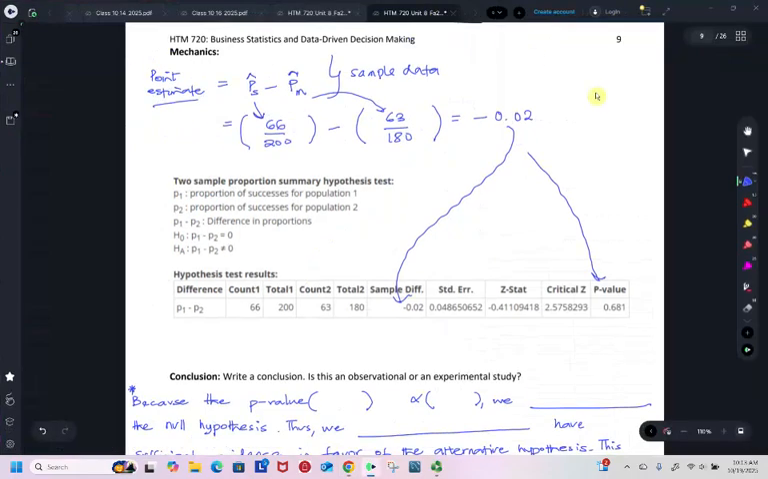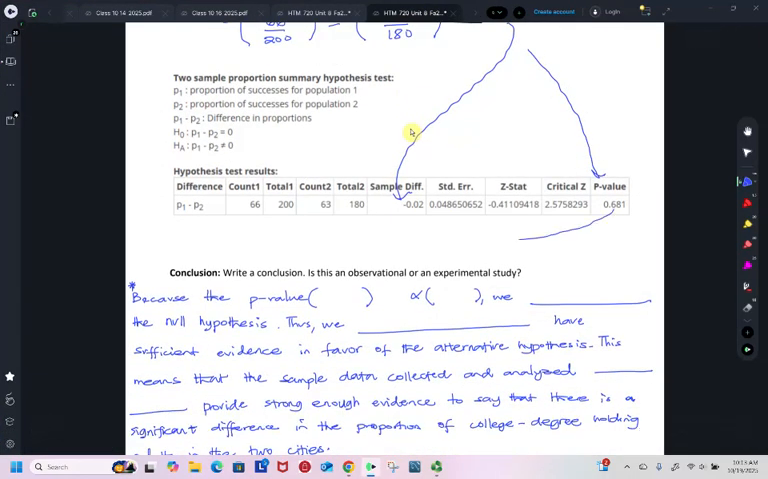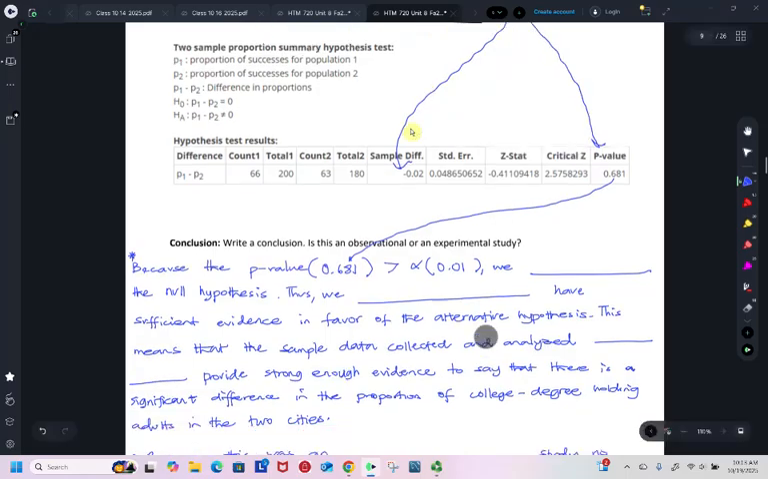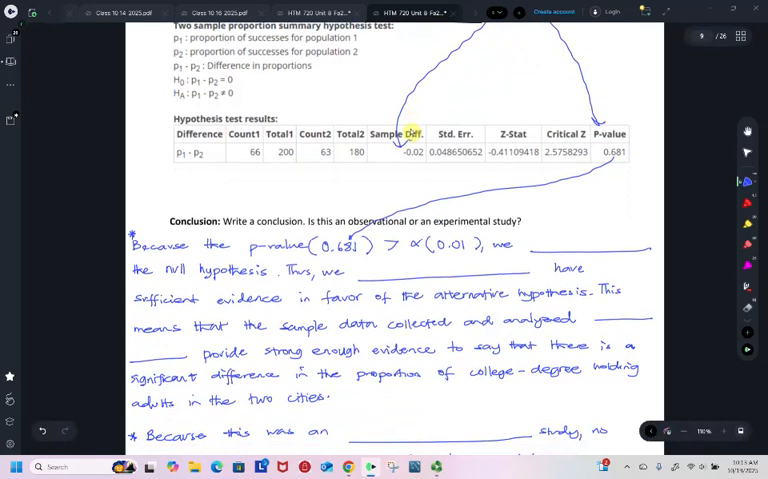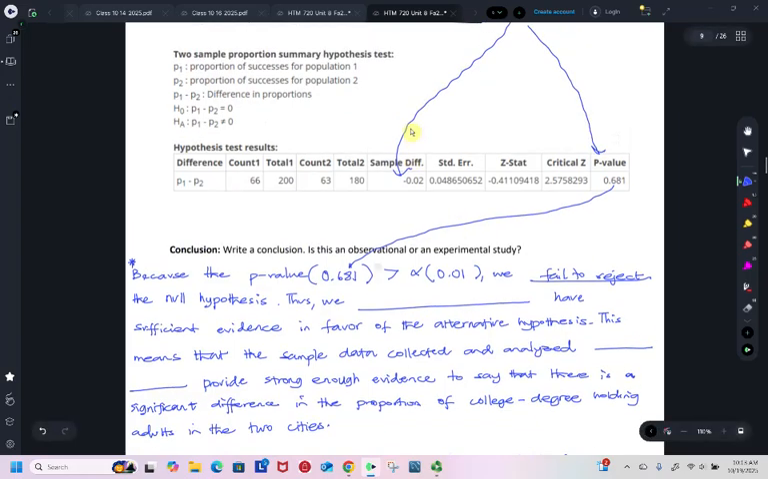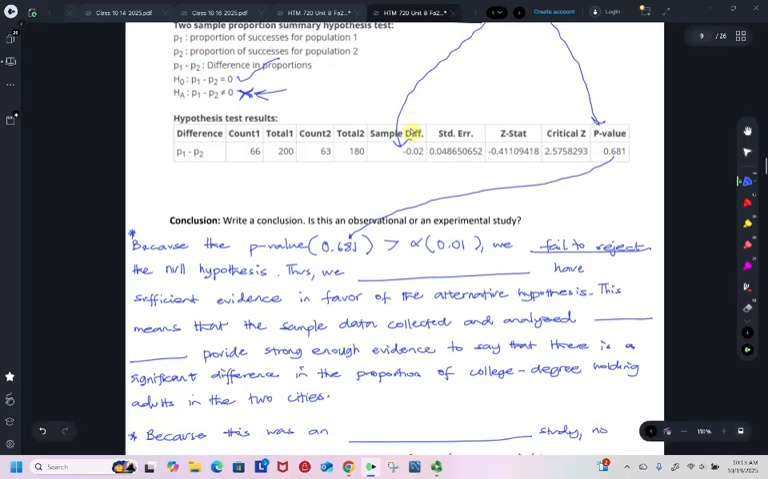So let's look at what that result tells us. We have the p-value, which is 0.681, and the alpha, which is 0.01. And I'd like to note that this is greater than 0.01. When that happens, again, we fail to reject the null hypothesis, which means, again, the null hypothesis won in this case. And we do not have enough evidence for the alternative. So that means we do not have sufficient evidence in favor of the alternative.